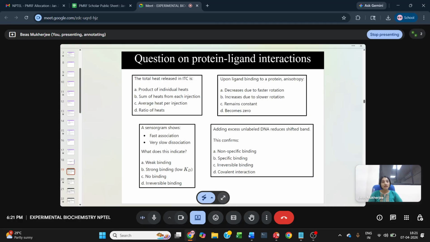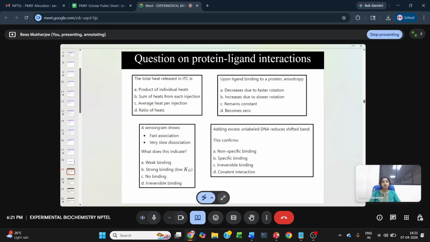Now the next one is, upon ligand binding to a protein, anisotropy decreases due to faster rotation, increases due to slower rotation, remains constant, or becomes zero. So if you remember the formula for anisotropy, which we talked about in our previous class, you would be able to answer this question, right?